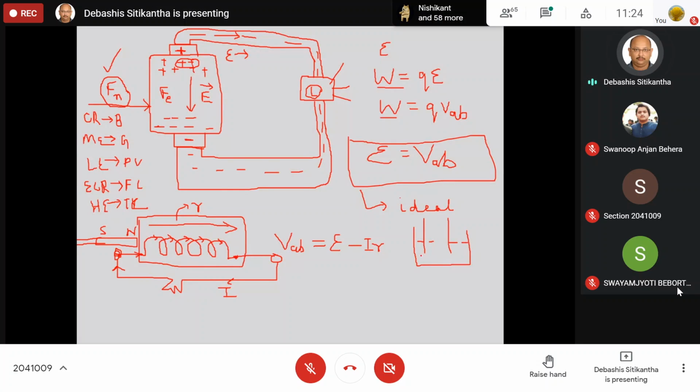So there will be a chemical reaction, and because of this chemical reaction, you are going to get some potential energy, or you are going to get a potential difference across these two electrodes. Okay, fine. Now you will see that when I connect this to a load like this.